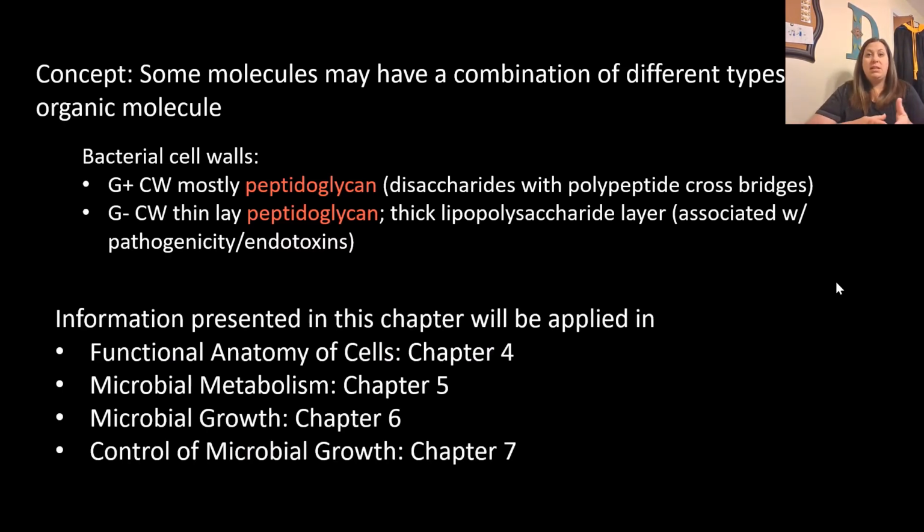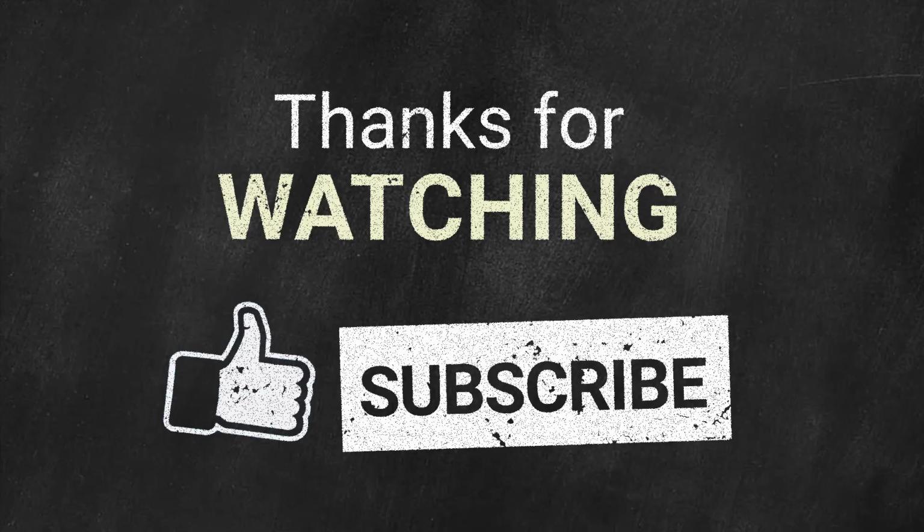Now, information from this particular presentation over chemistry is important because you're going to start to see concepts of it throughout this course. You're going to be applying some of this in the functional anatomy of cells, discussed in chapter 4, microbial metabolism in chapter 5, growth in 6, and also control of growth in chapter 7. So these principles are important because they help you build on concepts that you will see in future chapters.